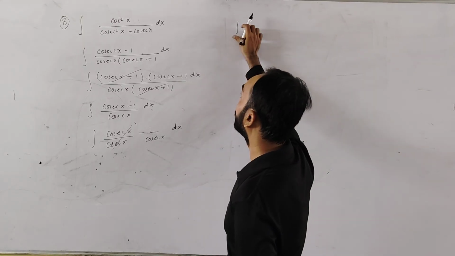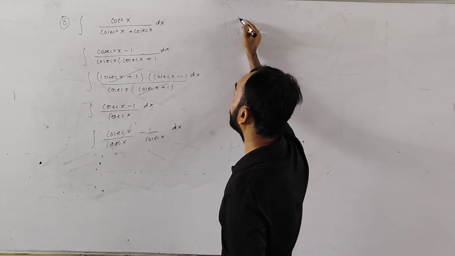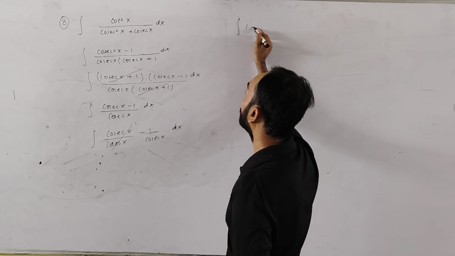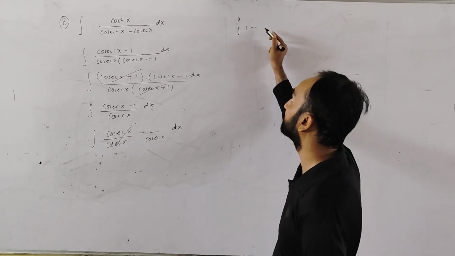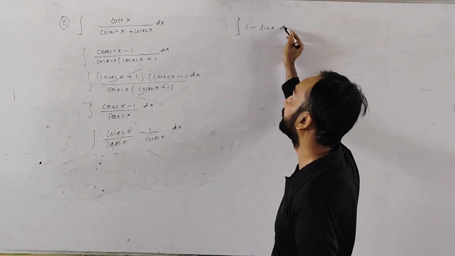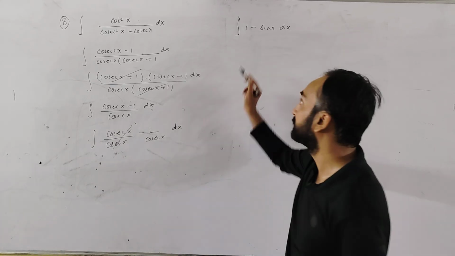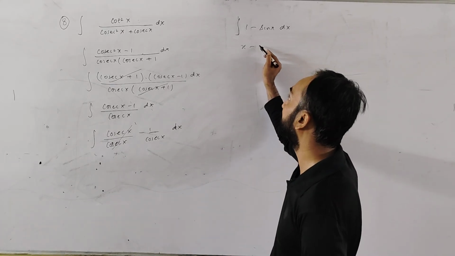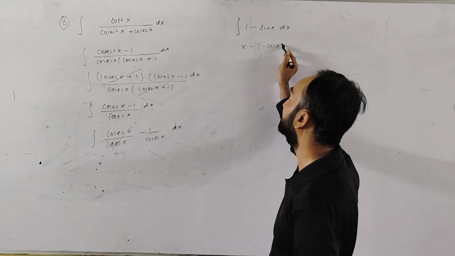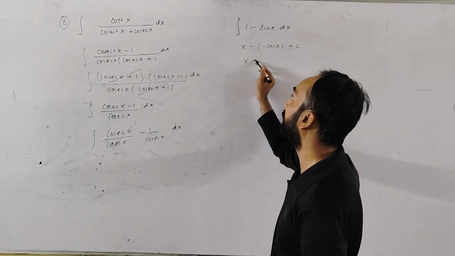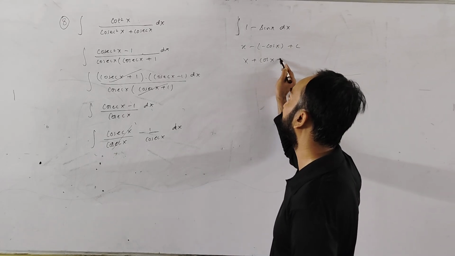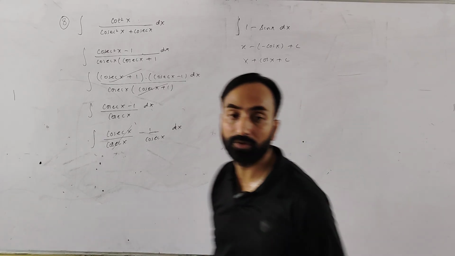So finally we have to find the integral of 1 minus sin x dx, since 1 upon cosecant x is sin x. And now it becomes very simple. We can integrate 1 as x, minus, this will become minus of cos x, plus c. So this can finally be written as x plus cos x plus c. So this is the final answer.